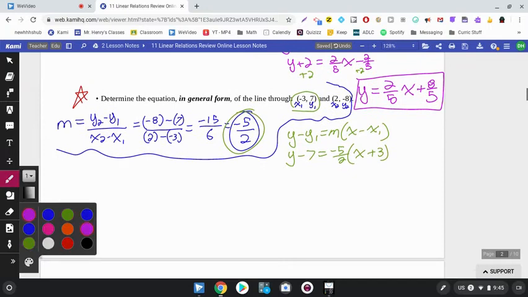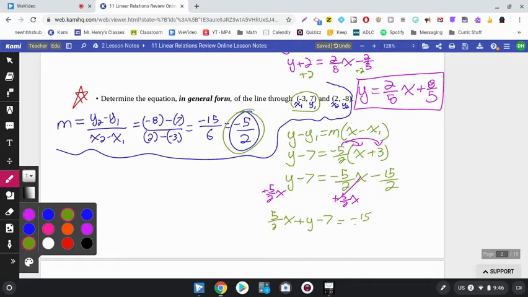Okay, and now I got to start rearranging. Distributive property, get rid of those brackets. Let's start cleaning up the mess. Negative 5 halves x minus 15 over 2. Okay, I need to move everything to one side. So I'm going to do that. I'm going to say, okay, plus 5 halves x. Let's move that over. If I did that on one side, I have to do it on the other. 5 halves x plus y minus 7 equals negative 15 over 2.